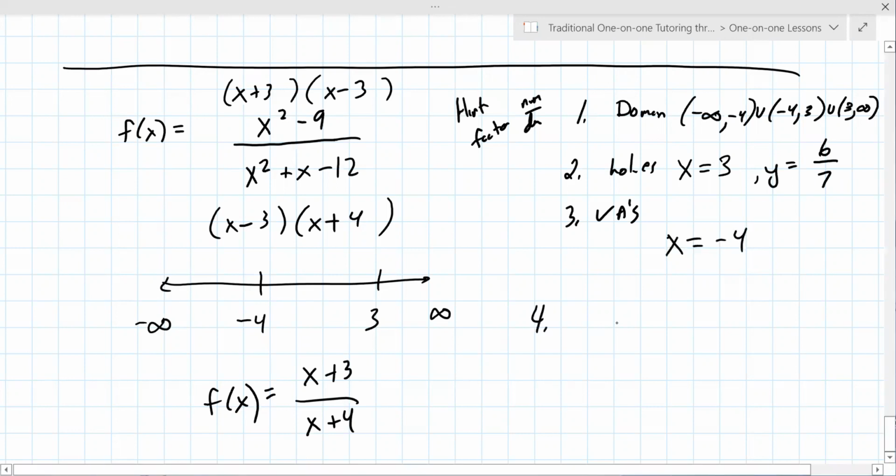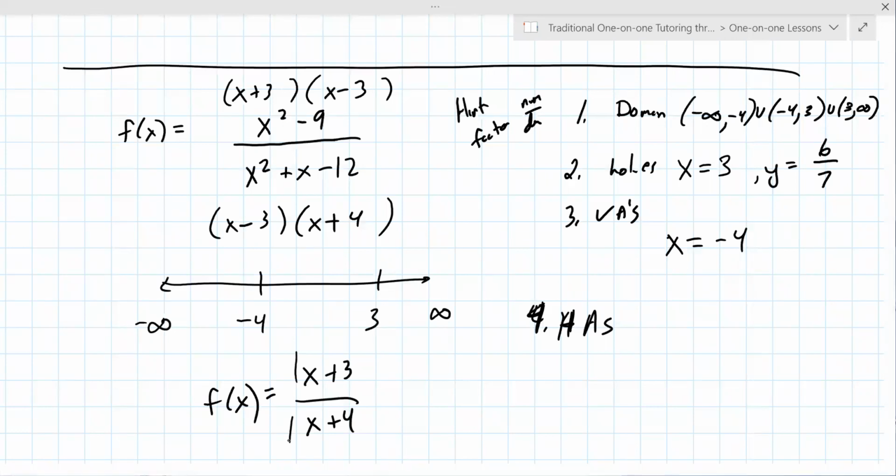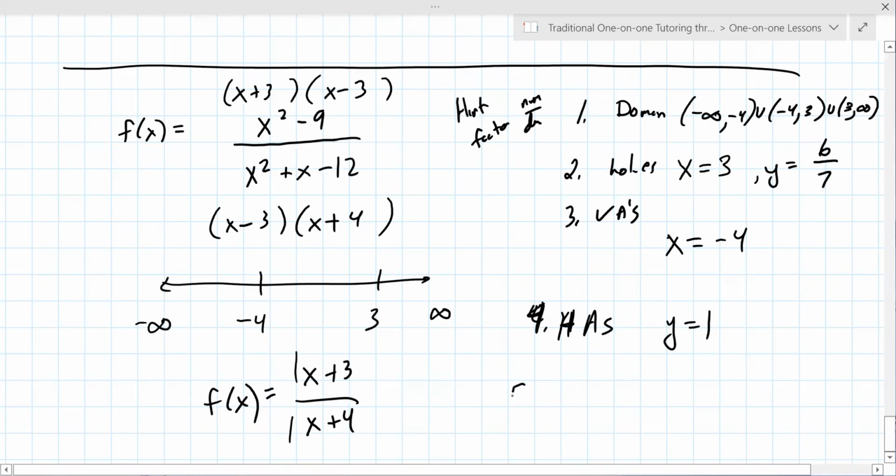And let's finish it up here with the horizontal asymptote. Use the reduced form. So it'd be y equals 1. Y equals 1, good. And let's do the x-intercept now. Because it's a fraction, you can just set the numerator equal to 0.